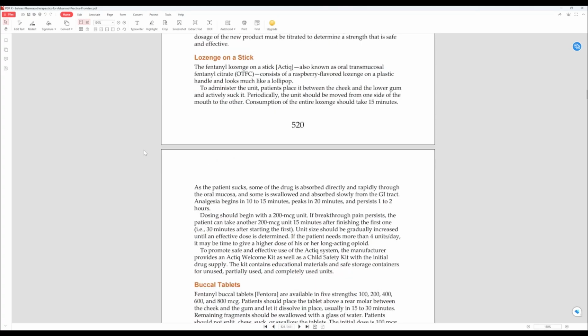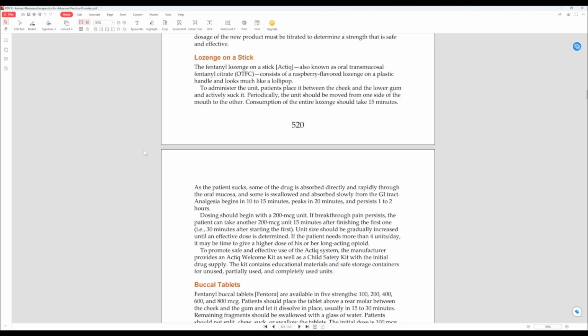Lozenge on a stick. Your fentanyl lozenge on a stick, also known as oral transmucosal fentanyl citrate, consists of a raspberry-flavored lozenge on a plastic handle that looks much like a lollipop. To administer the unit, the patient places it between the cheek and the lower gum and actively sucks it. Periodically, the unit should be moved from one side of the mouth to the other.